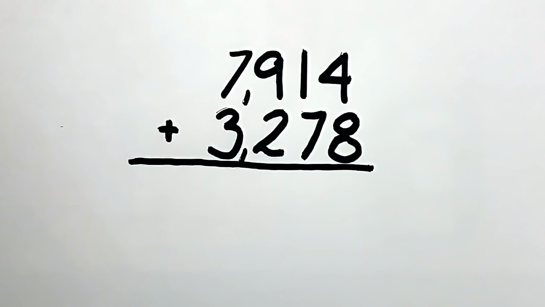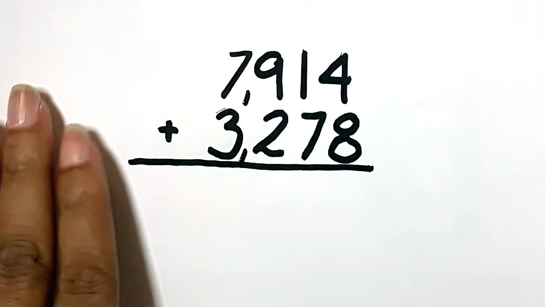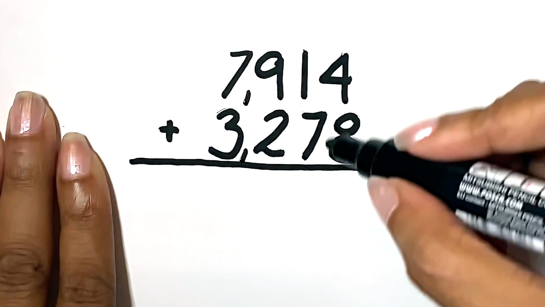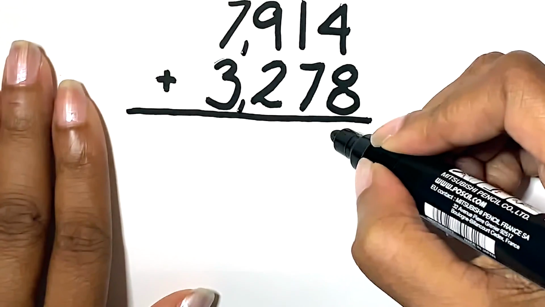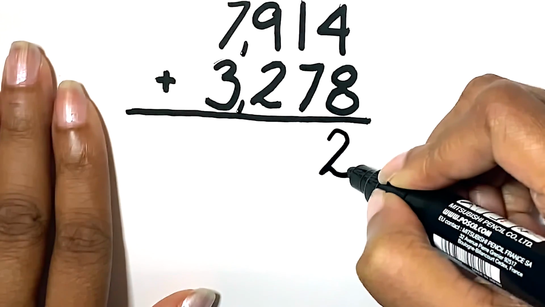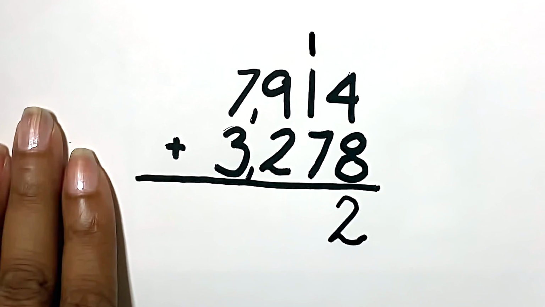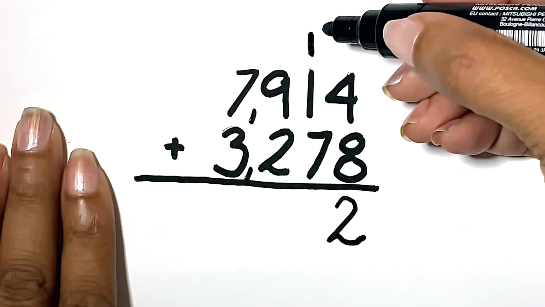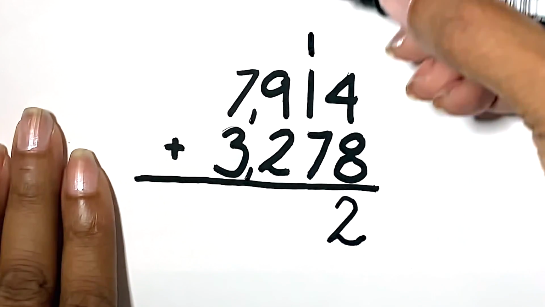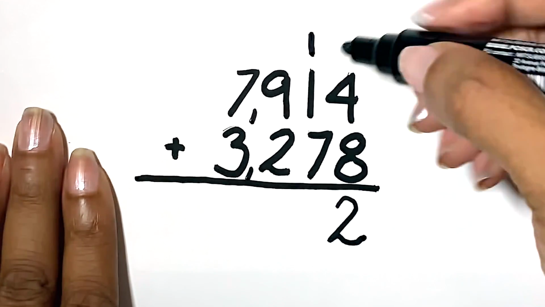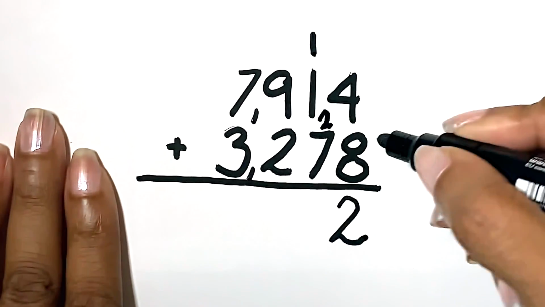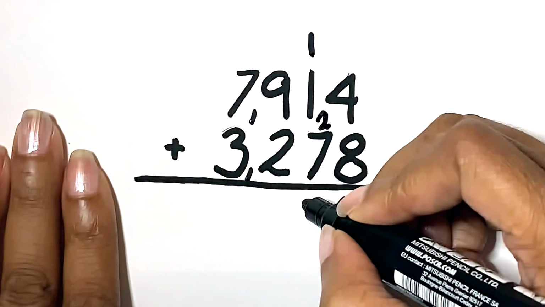Alrighty, so we're going to do the same thing that we have been doing in most of the problems. Start from the right, and then we go to the left. Now, what is 4 plus 8, which is 12? We can't write the entire 12, so we have to write the number 2 here and bring the 1 on top of the 1 here. So now we're going to add these 3 numbers. 1 plus 1 is 2. Hope you can see that. 2 plus 7 gives us 9.